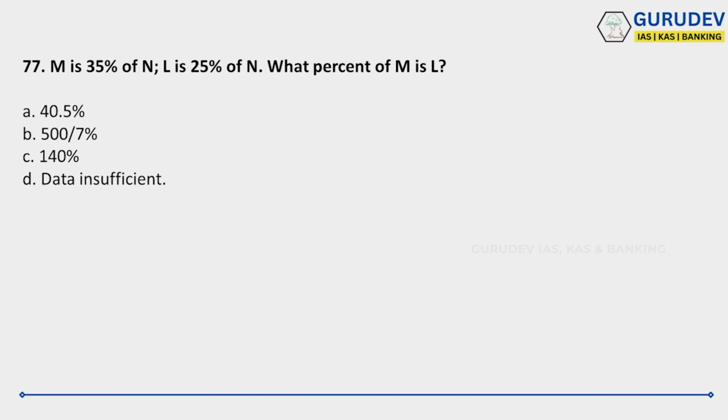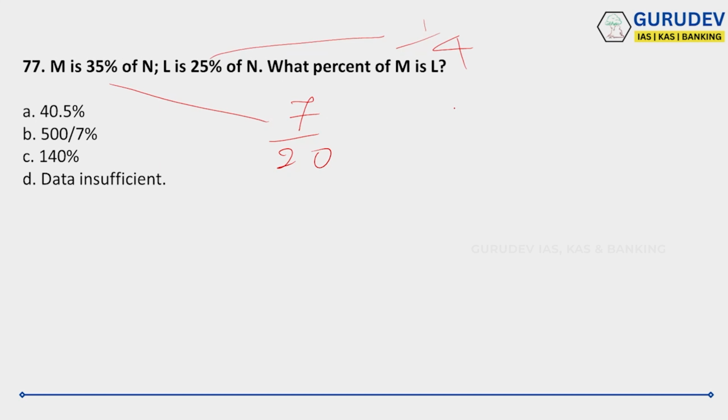The next question, the 77th question. M is 35% of N. Okay, fine. What is the fraction for 35 percent? 35% as a fraction is 7 by 20. Next, what is the fraction for 25%? 25% as a fraction is 1 by 4. Correct? So from these basic fundamentals, we will be solving this one.